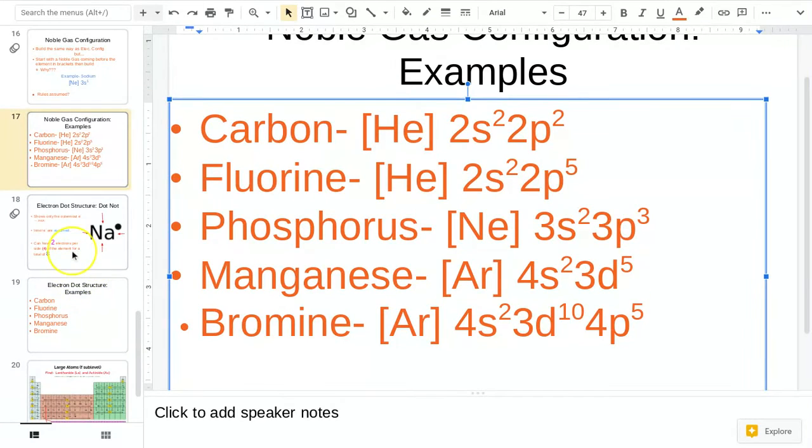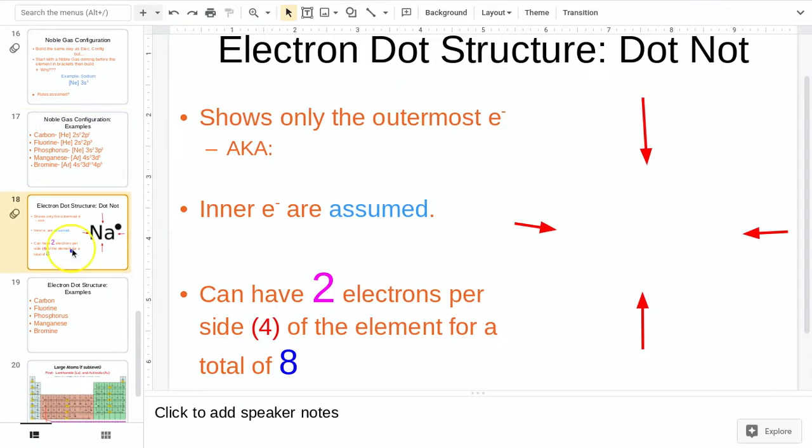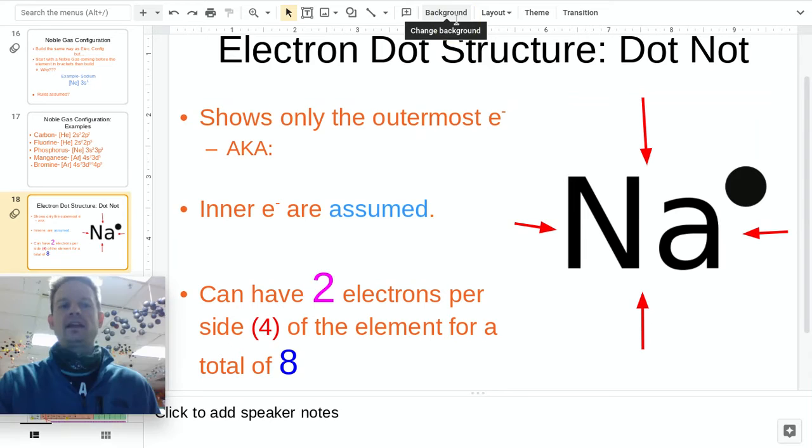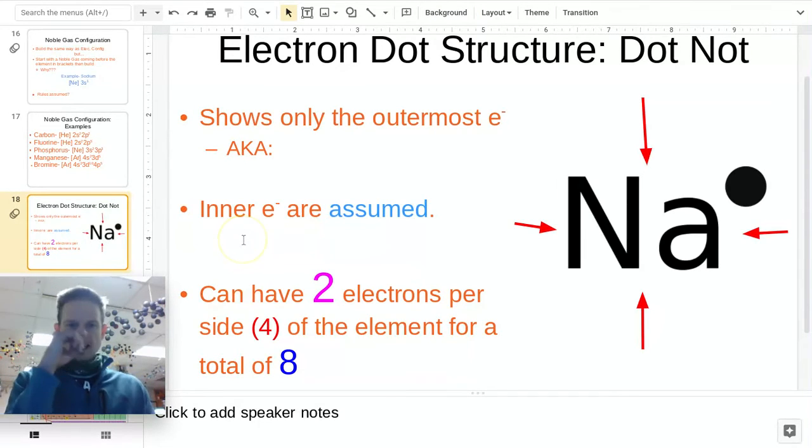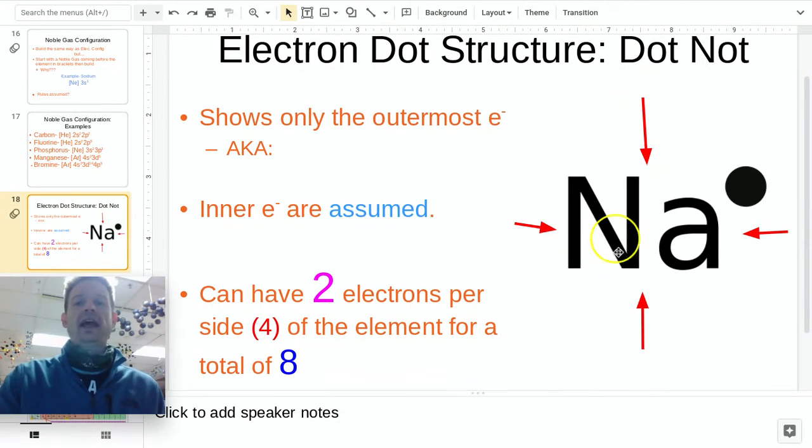All right. Next up is going to be this one, the electron dot structure. The nice thing about this one is we get rid of a lot of stuff. All we really have is our symbol. We have 4 sides. Think of this as being a box.